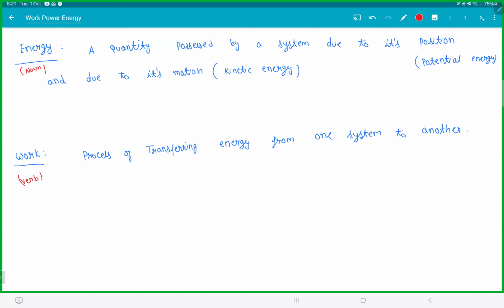Now, are you getting a bit of a grasp? What exactly is work and what is energy? The technical difference is that energy is the ability to do work, but that's what it means. So in pure English, energy is a noun and work is a verb.